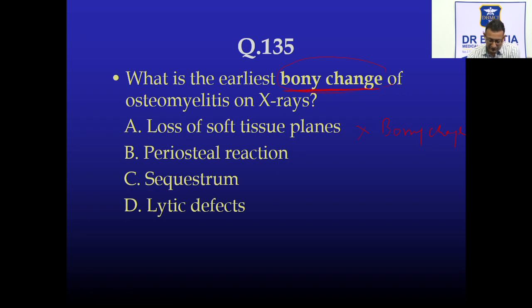Okay, periosteal reaction is something which occurs, which is the first bony change you will see on the X-rays, which happens around 7 to 10 days after the osteomyelitis has set in. Okay, sequestrum is something which you will see later on when all the bone has been damaged and the bone has become dead. Okay, the lytic defects are again seen in the chronic osteomyelitis stages.